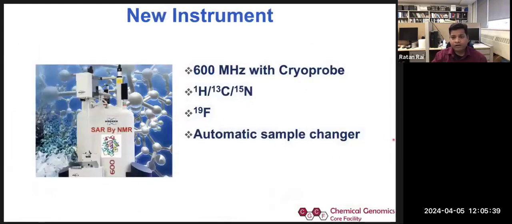Our facility is equipped with a Bruker 600 MHz solution NMR instrument with cryo-probe facility, and it has the auto-sampler facility also. So this NMR experiment process can be automated, and we can handle a large number of samples. We have a probe which can detect proton, carbon, and nitrogen, and we also have a facility to detect fluorine nuclei. And this is going to be really beneficial for fragment-based drug discovery.